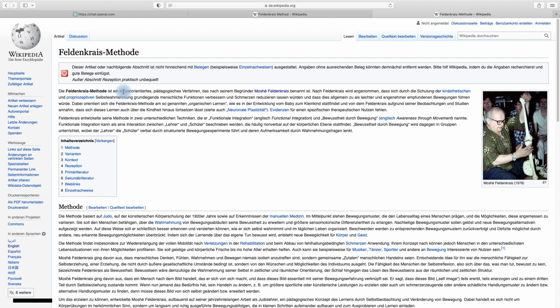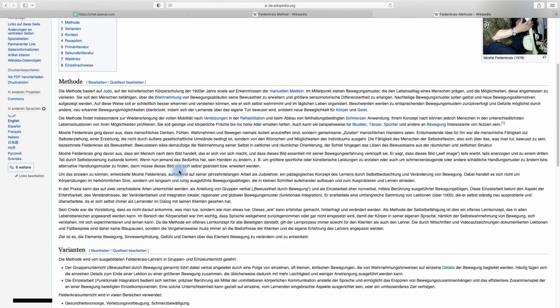The Feldenkrais method is a body-oriented pedagogical concept named after Moshé Feldenkrais. And in Feldenkrais, we assume that we want to train the kinesthetic and the proprioceptive self-awareness to improve our functions. That's pretty accurate as well, I would say. So we've got terms like neuronal plasticity, which is connected to the Feldenkrais method. And then we have a longer description about what the method is.